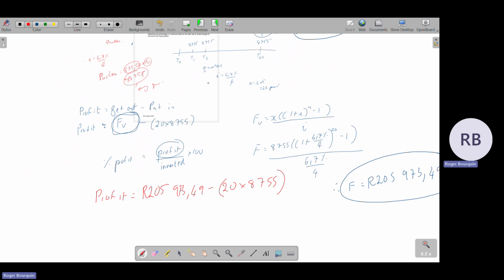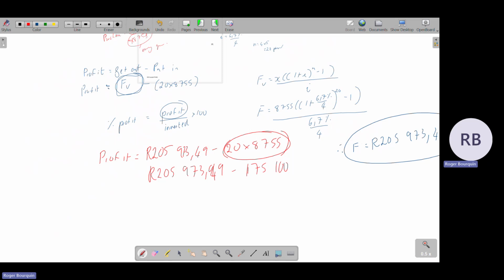We actually are going to have to figure out this number. Did anyone work out that? 20 times 8755 is 175,100. Yes. Okay. Right. So 205,973.49 minus 175,100, and you end up with a profit of 30,873.14.